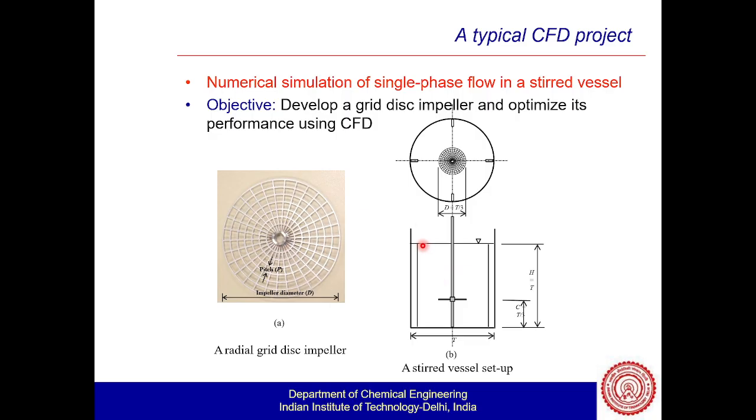So how do we see how the velocity profile changes over the whole domain? What you have to do is develop a grid, design the impeller and optimize your performance by using CFD. So the aim is to see, for different impeller arrangements, how the mixing time changes.